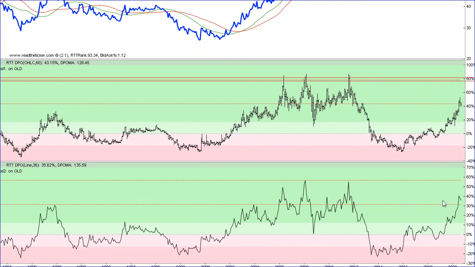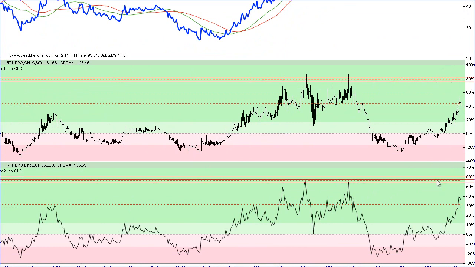Right? And that's where it may be a top or massive selling might be attracted. So that's how you can use the RTT DPO to work out where an extreme top would be and attract massive profit taking.